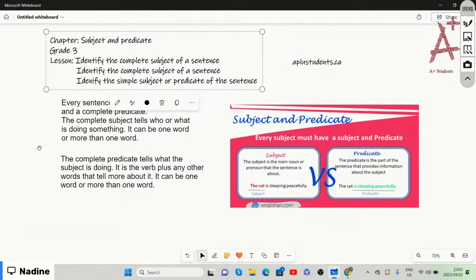the lessons that we will be focusing on under the chapter subject and predicate are to identify the complete subject of a sentence, to identify the complete predicate of a sentence, and to identify the simple subject or predicate of the sentence. So that is going to be our focus for today.